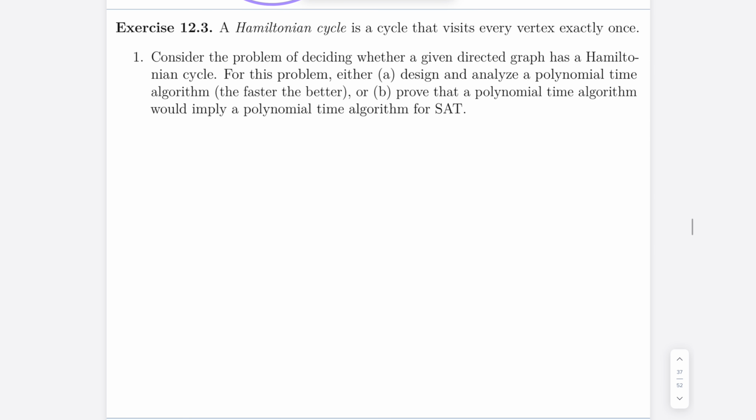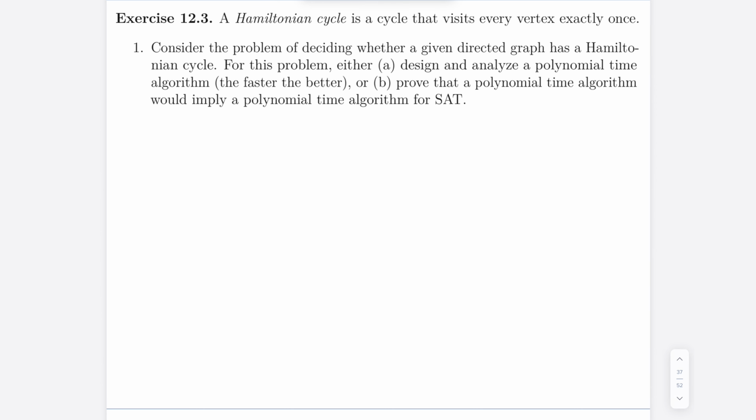Let's see if I remember how to do this. Okay, so here's maybe another problem. A Hamiltonian cycle is like a Hamiltonian path, except it's a cycle. So now you want to do a full loop through the graph. So that's awfully similar to Hamiltonian path. And indeed, it is going to be basically equivalent. But this problem is still an exercise of whether you can prove the equivalence.